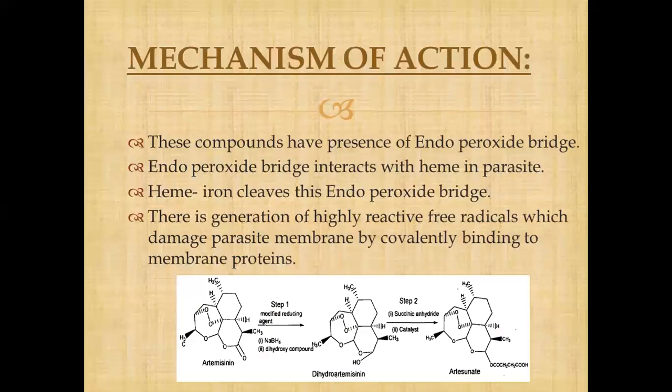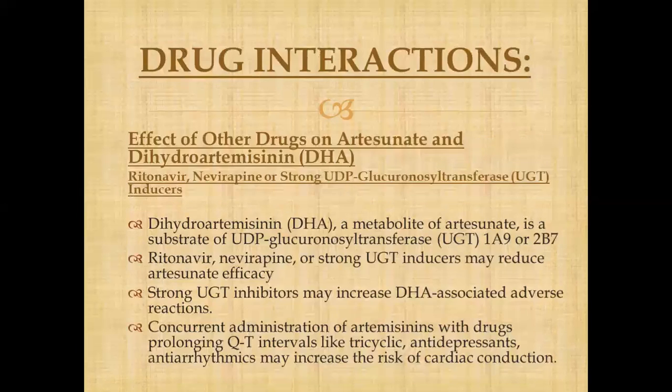Now we have the mechanism of action of artesunate. Artesunate's compound has an endoperoxide bridge. This endoperoxide bridge interacts with heme in the parasites. Heme iron cleaves this endoperoxide bridge. There is generation of highly reactive free radicals, which damage the parasite membrane by covalently binding to membrane proteins.